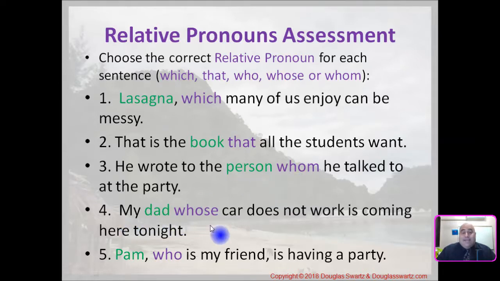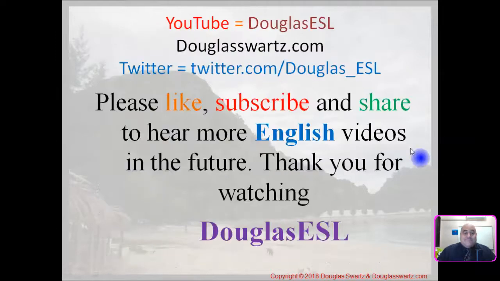Number 4, my dad, whose car does not work, is coming here tonight. Whose is describing or talking about dad. And number 5, Pam, who is my friend, is having a party. Who is a relative pronoun talking about or describing Pam.